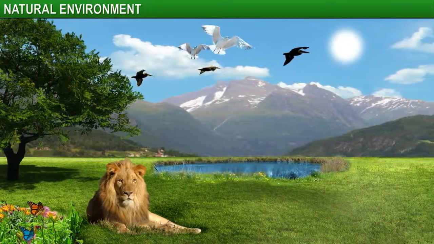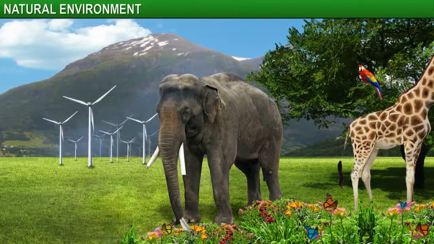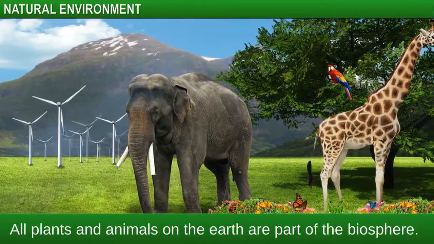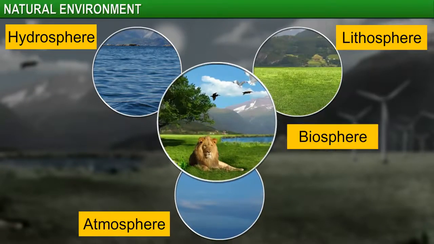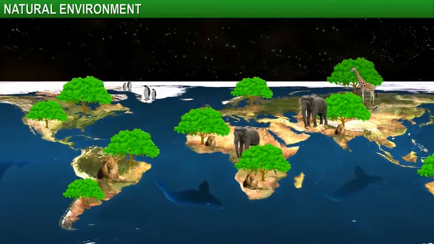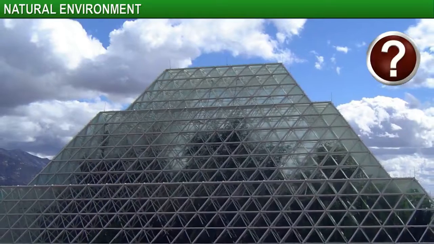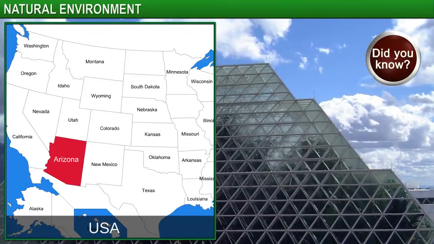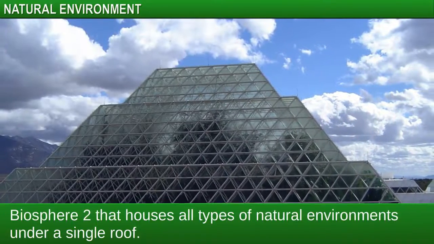The last domain of the Earth is the biosphere, which is made up of all plants and animals. The biosphere extends to any place on Earth where life can exist. Did you know Biosphere 2 is a huge man-made structure built in Arizona, USA? It houses all types of natural environments under a single roof.